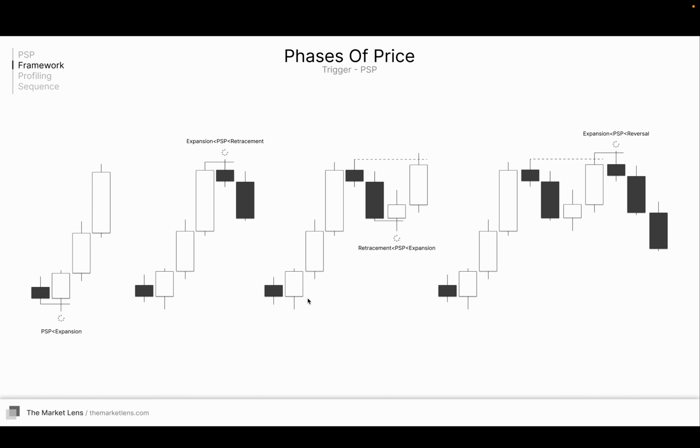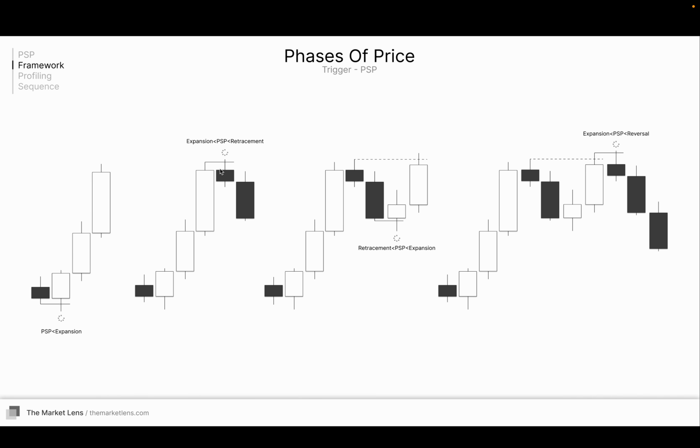Now let's get into some more ways we can utilize PSP, and that's with phases of price, where the trigger for a new phase is a PSP. So here, what's the trigger for expansion? A PSP, right? Price expands away. What is the trigger for a retracement? We know the market goes from expansion to retracement once we have a PSP after 3 consecutive expansion candles, or just expansion into a relevant level to the left.